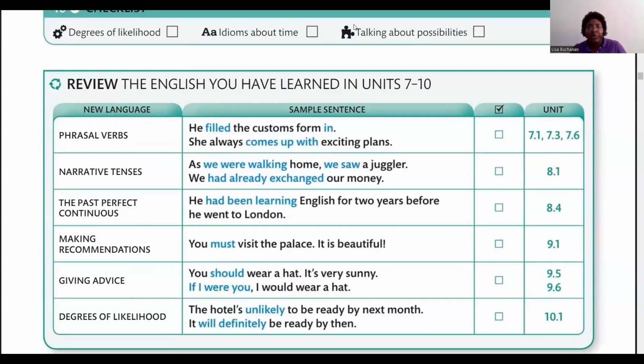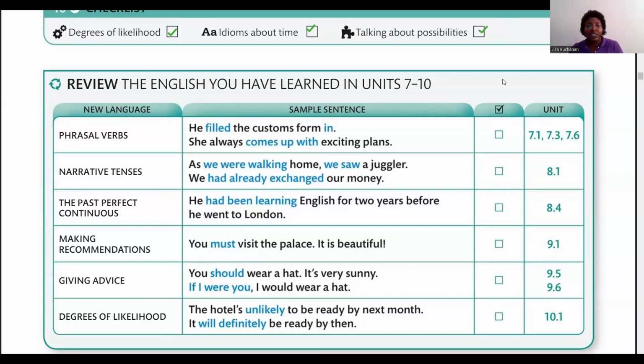Okay, so today we were able to do a few things here. What's nice was we were able to talk about the degrees of likelihood. We looked at some idioms about time and talking about possibilities. So let's do a review of everything that we've really done so far. So if you've missed any of the videos, you're welcome to go back and see what we've covered.